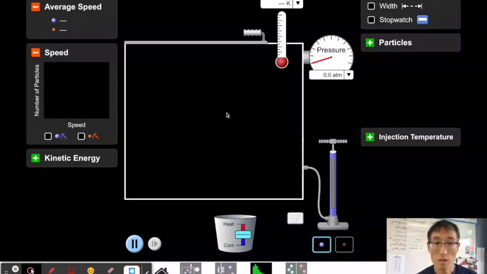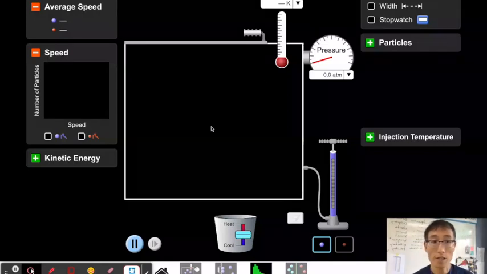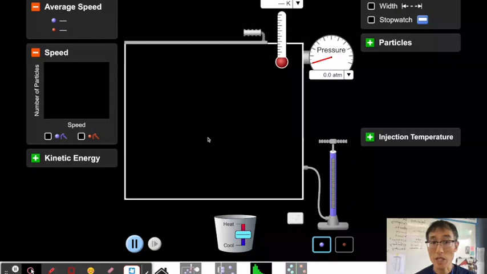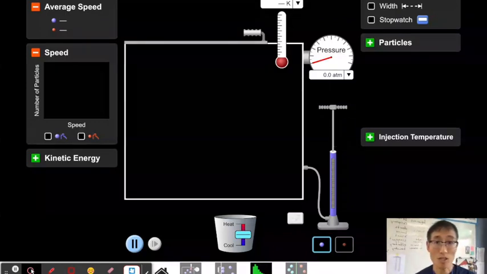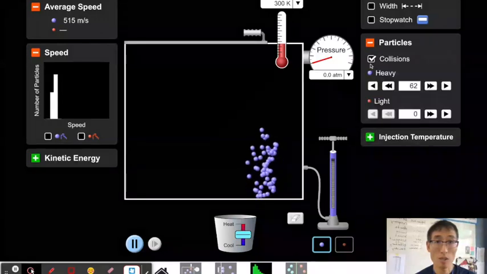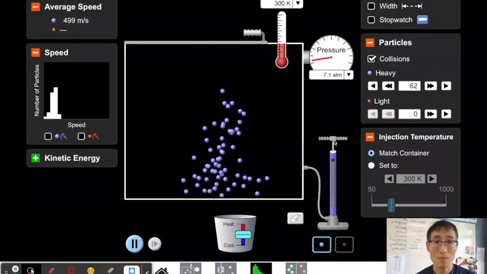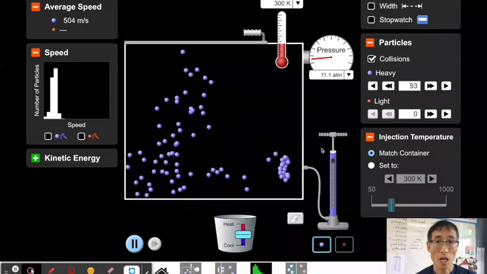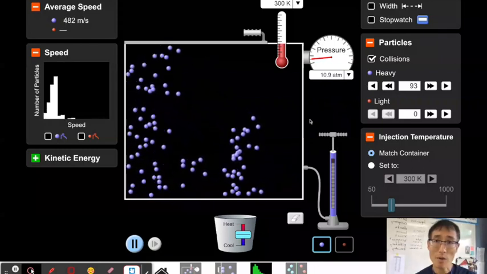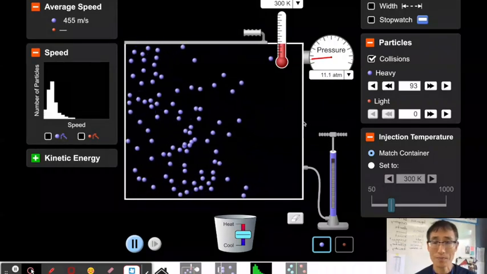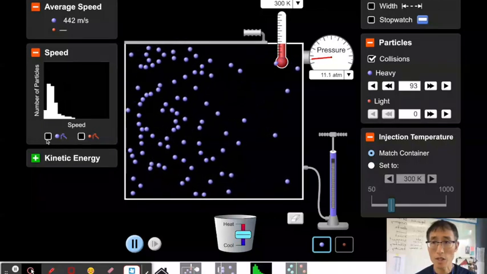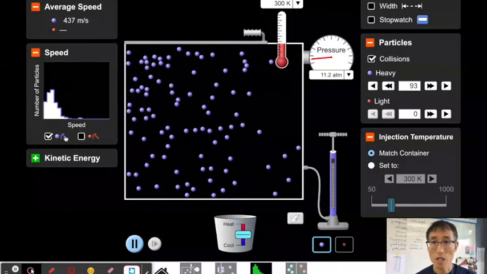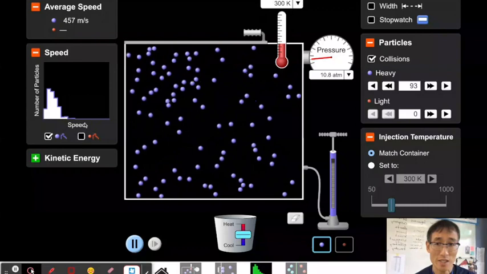Hey everybody, I am going to be looking at gases today, and we are going to look at how particles can move at different speeds in a container and what distribution it's kind of set up to be. So I'm going to put some particles here, pump some gas in here, and I have some heavy particles. What I want you to pay attention to is the graph on the left-hand side here.